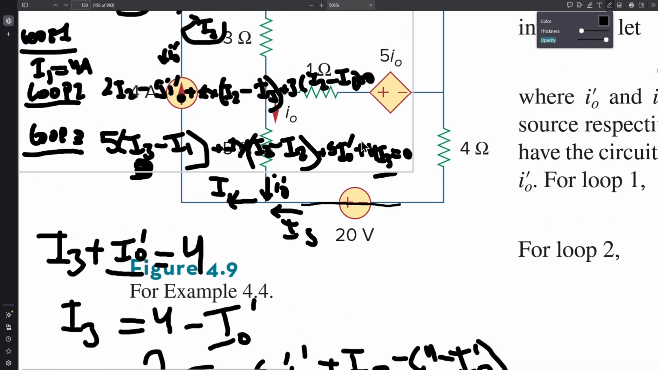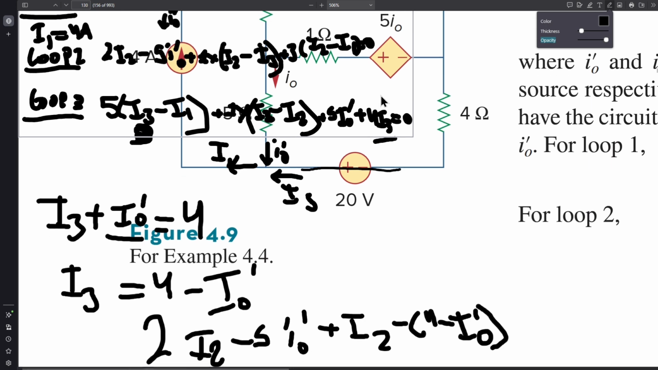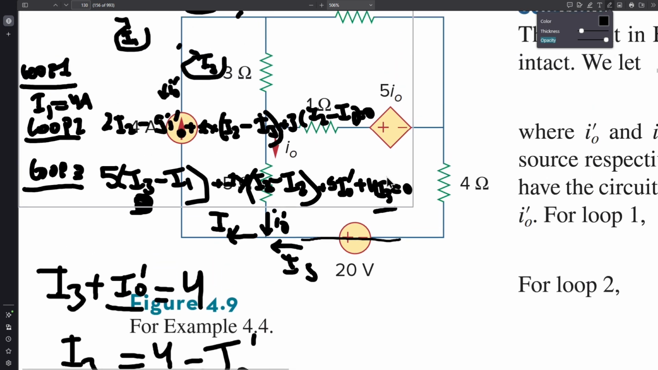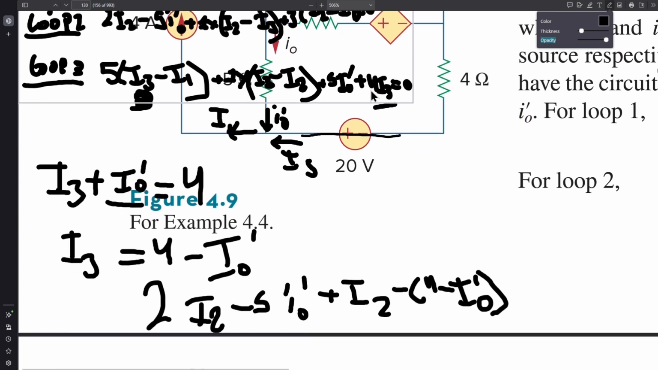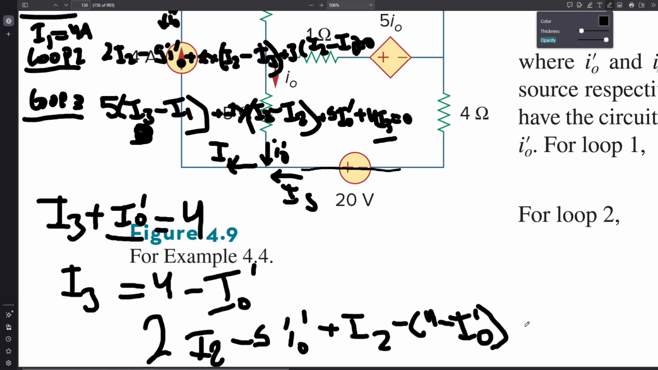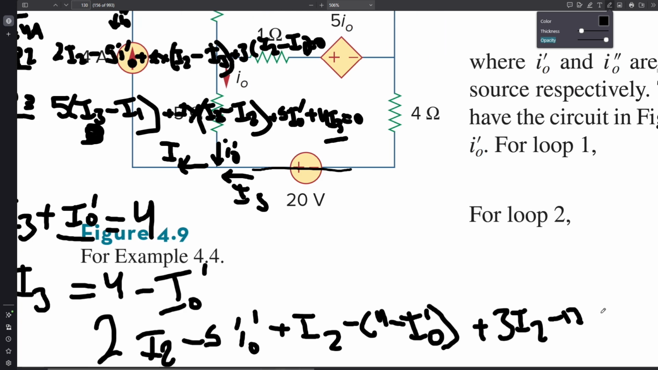And then here plus 3 times I2 minus I1. I2 minus I1 is 4. So just put 4 instead of it. So plus 3I2. Now minus 4. 4 times 3 is 12, so minus 12. All this should equal 0.